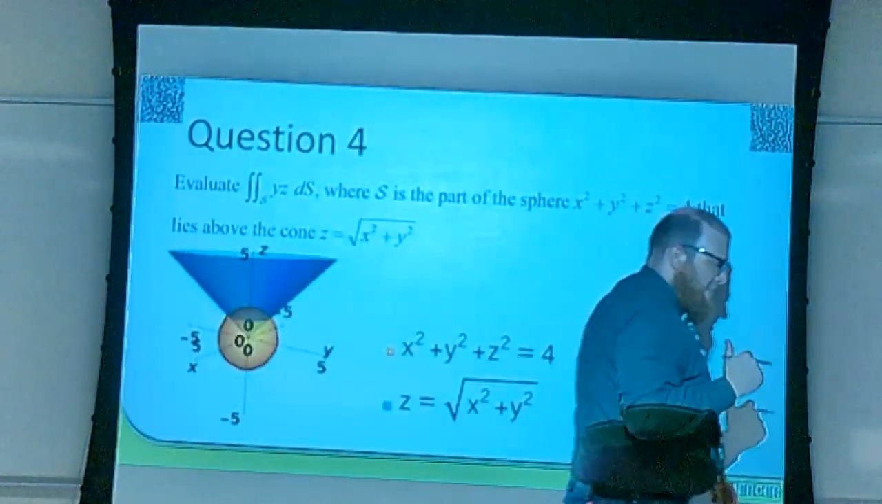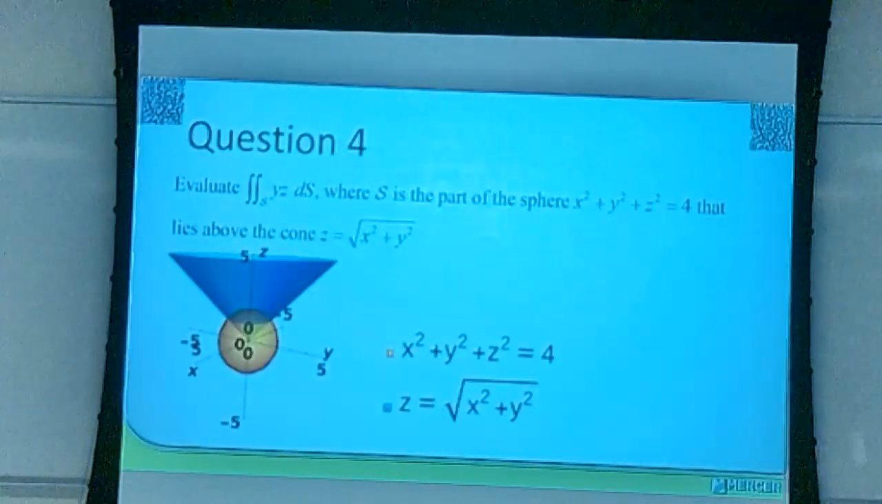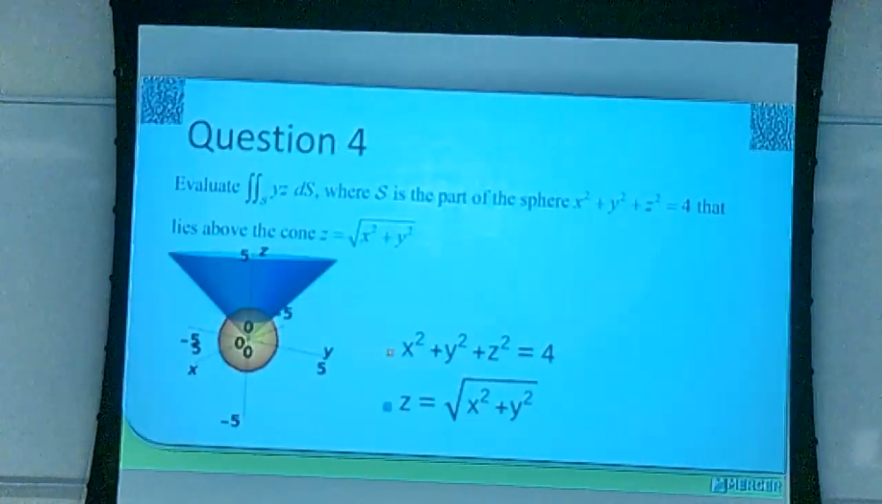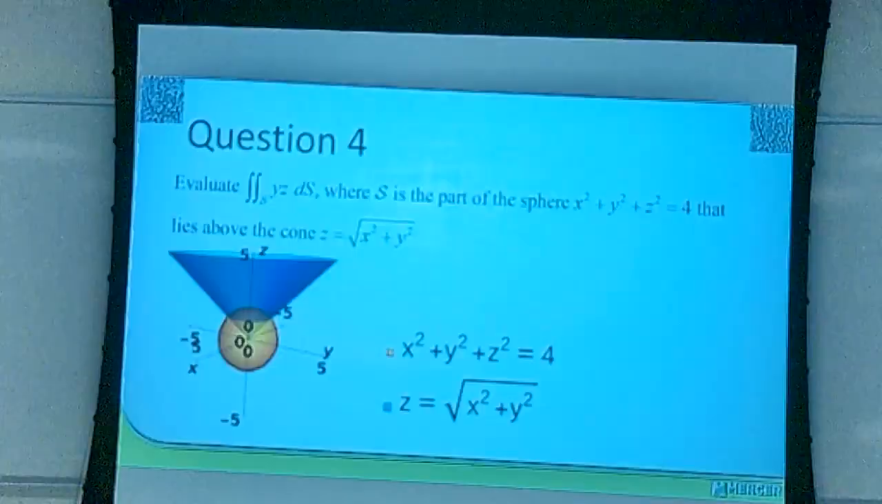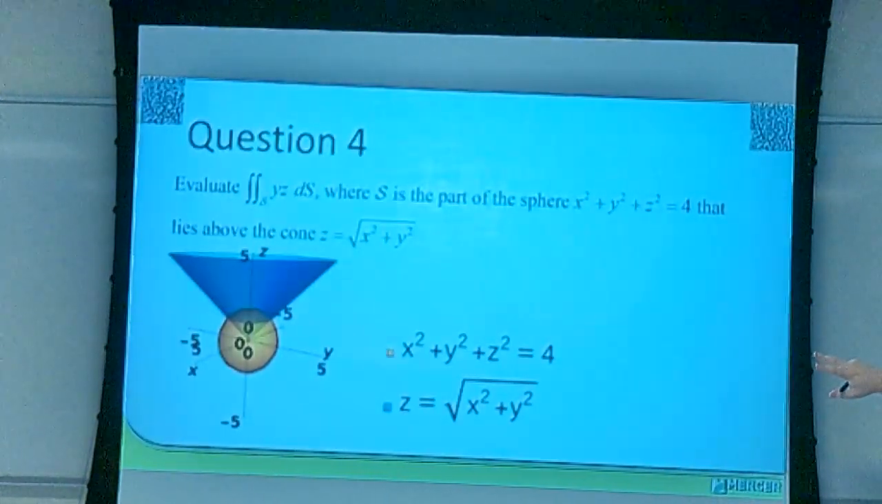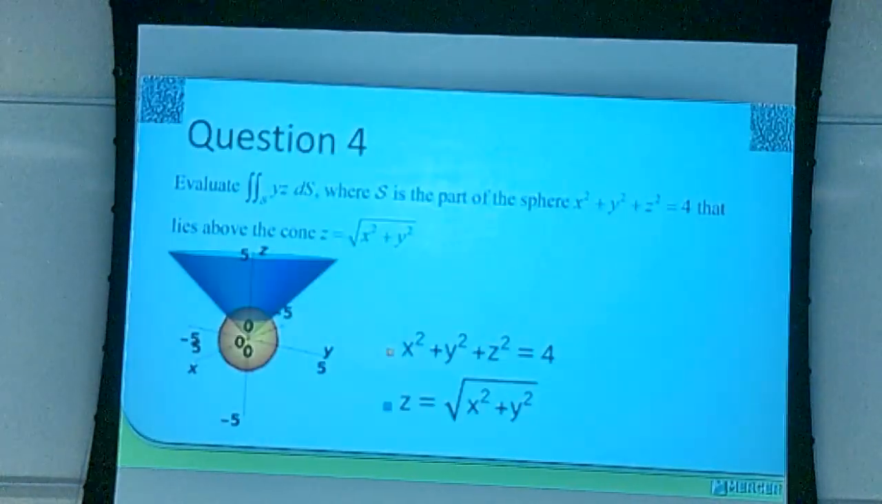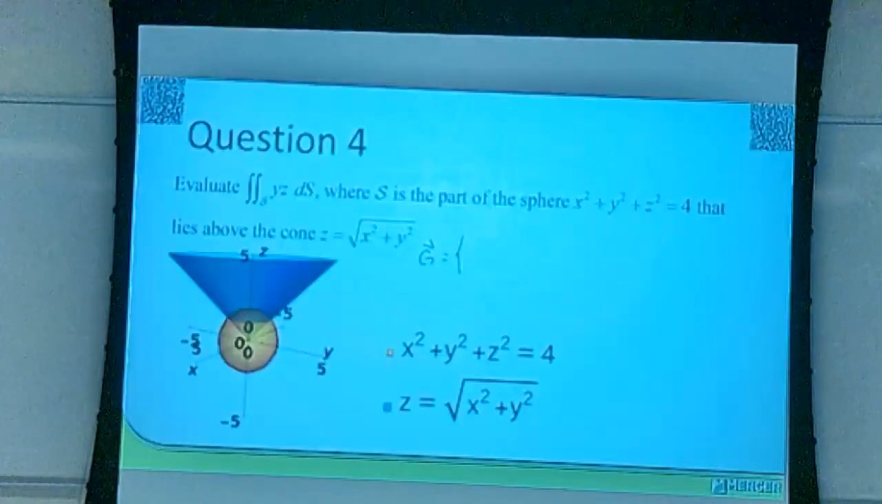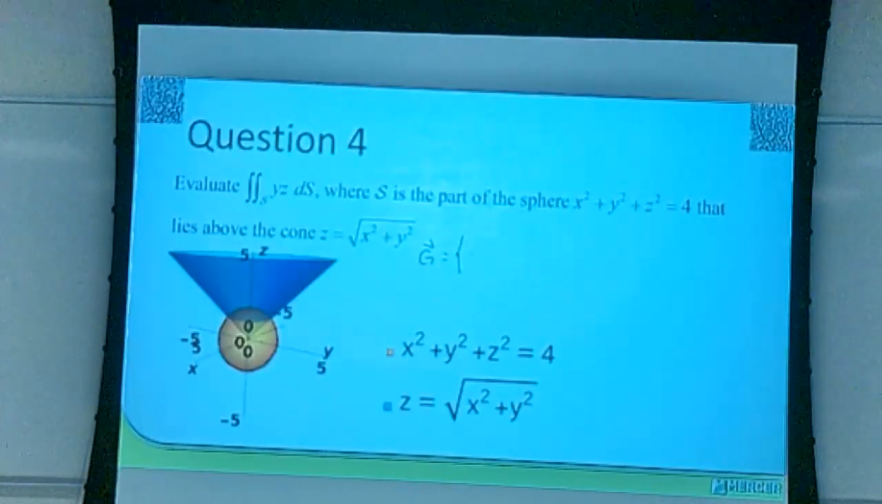We need to parameterize that first. Well, parameterizing it is easy. Look at the surface we're dealing with. It's part of a sphere, isn't it? What's the radius of our sphere?